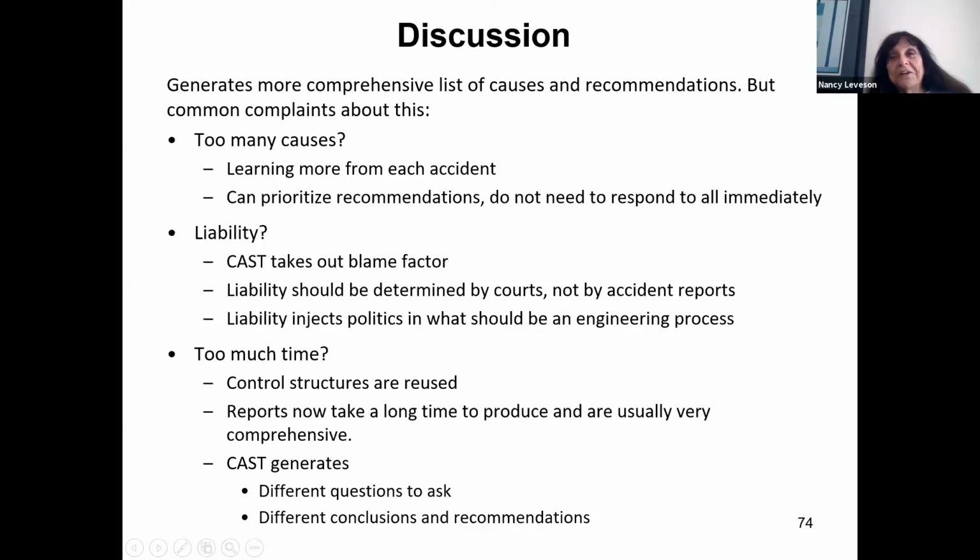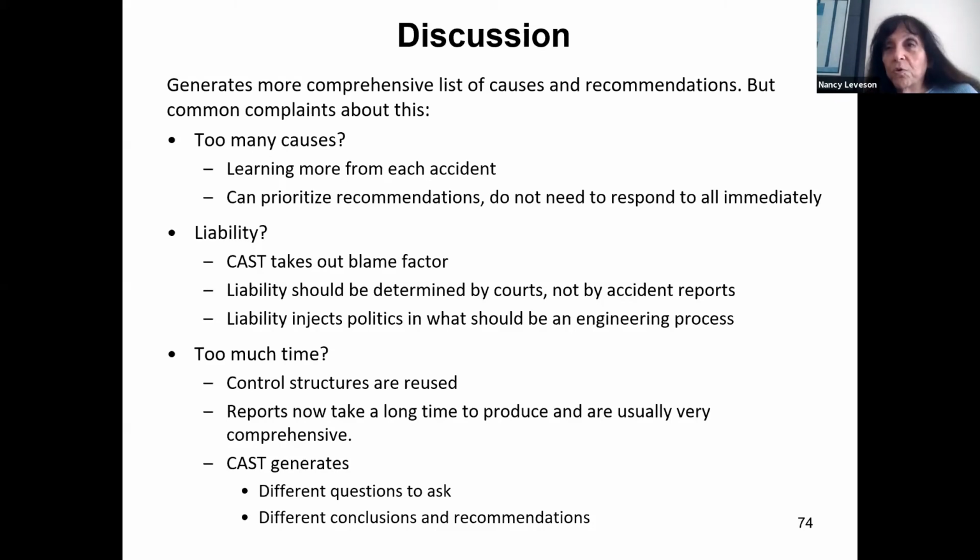CAST is not going to take longer. CAST generates a different set of questions to ask, a different set of conclusions and recommendations. Lawrence Wong, as I said, is looking at how we do this efficiently in the hospital. We know hospitals don't have time. They're not going to spend 2 years on an accident report. Can't. Just impossible, socially impossible.